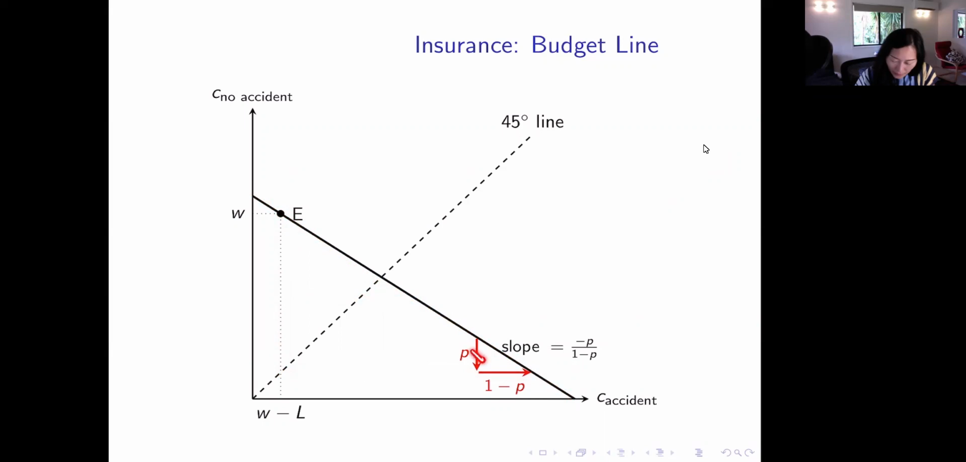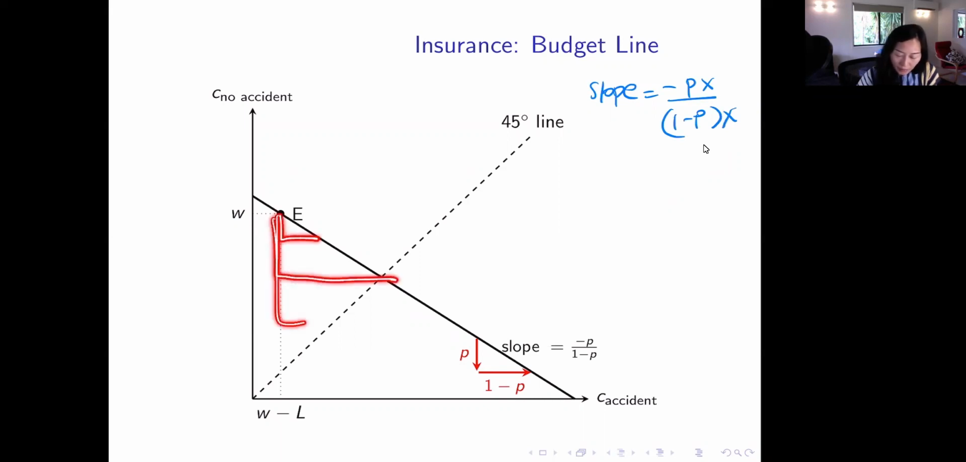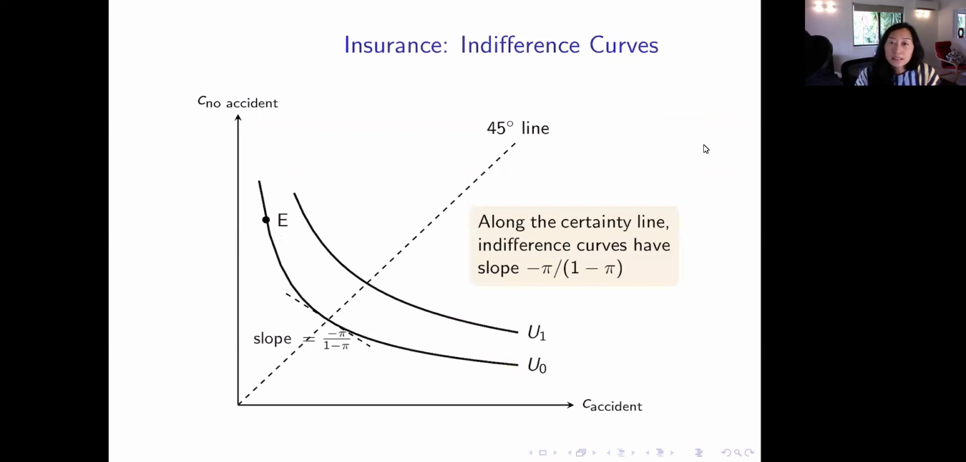Or you can put PX times X, right? So to make it more general, the slope is equal to negative Px over 1 minus P times X. Just more natural, more general, so depending on the amount of X, right? But in any case, all of this should give you the budget set, the affordability of the state contingent consumption set. Okay.